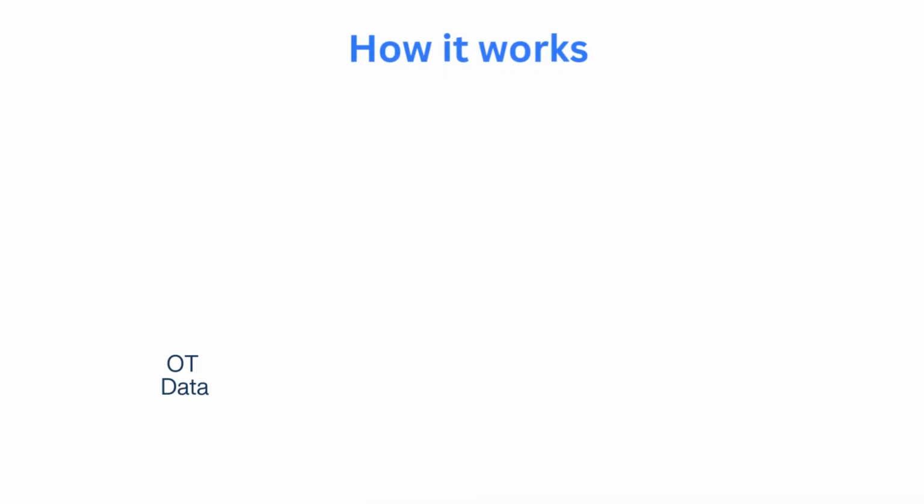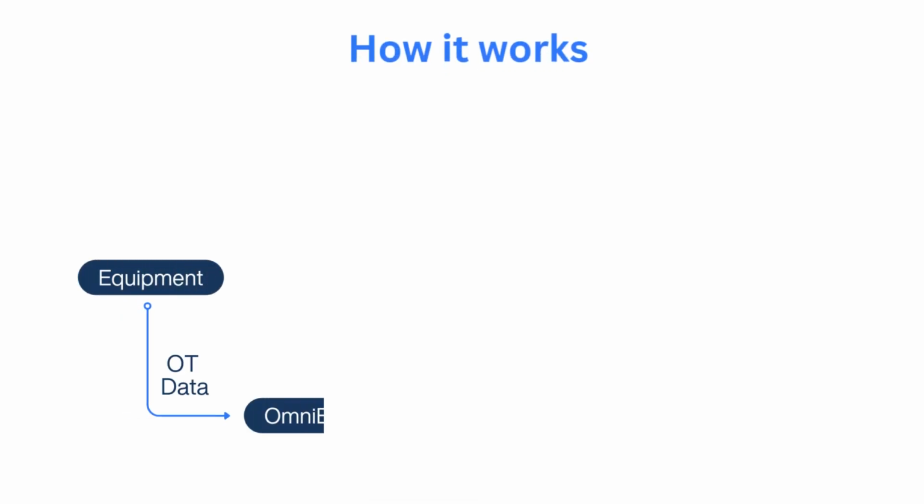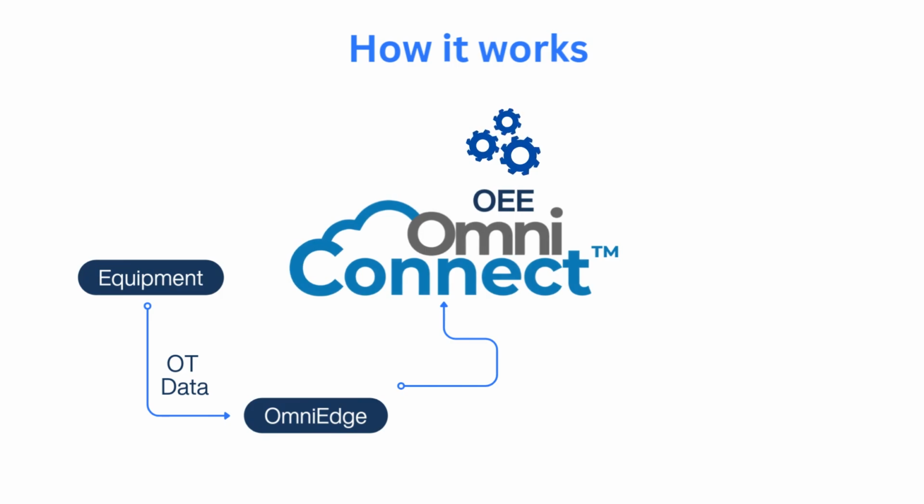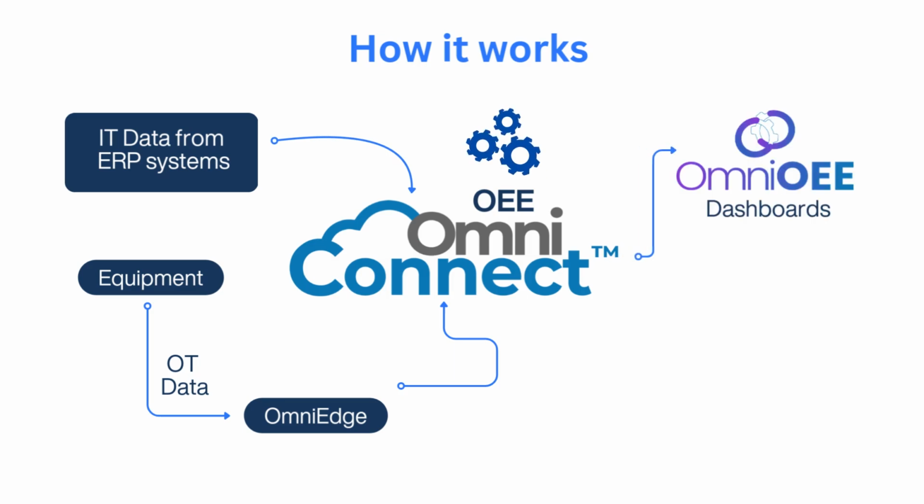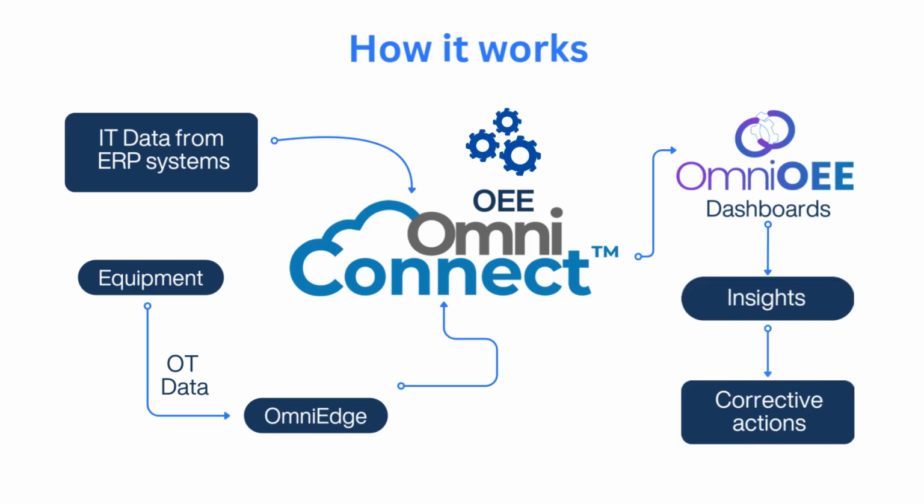Operational data flows from equipment on the shop floor through OmniEdge, our industrial edge layer. From there, data moves securely into the cloud via OmniConnect, where it is combined, contextualized, and analyzed. At the same time, IT data from ERP systems also feeds into OmniConnect, bringing production context, planning data, and business insights together. From the cloud, insights are delivered through real-time dashboards, where operators, maintenance teams, and managers can see exactly what's happening. Those insights drive corrective actions, which are fed back into the equipment, closing the loop.